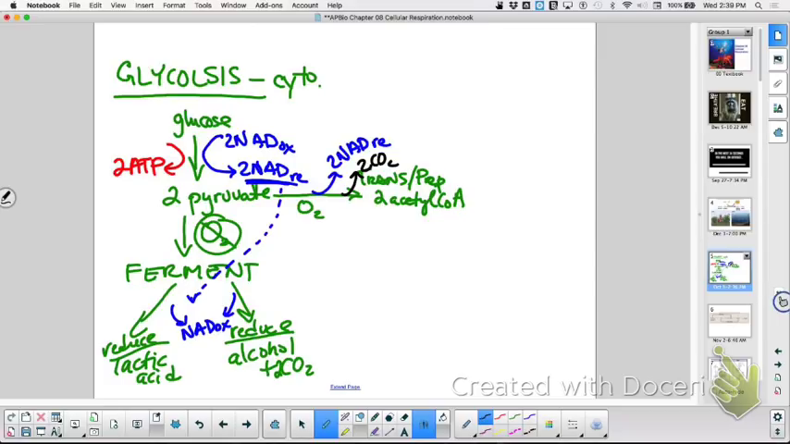Then once you're done with making the acetyl-CoA, oh guys, we're going to have a tour group here just for a brief moment, okay? Just pause. Okay, we're back.